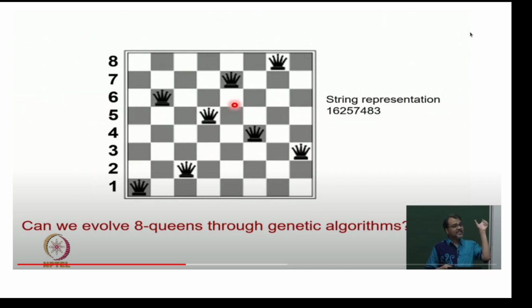So see how this chessboard has been represented as a string. We mark each row as 1, 2, 3, 4, 5, 6, 7, 8. For the first one, queen is at what position? Queen is at first position. For second column, queen is at what position? Sixth position. For third, it's 2. For fourth, it's 5. Then we are writing it as a string representation: 1, 6, 2, 5, 7, 4, 8. So this is how this state has been represented in terms of string. That's fine.